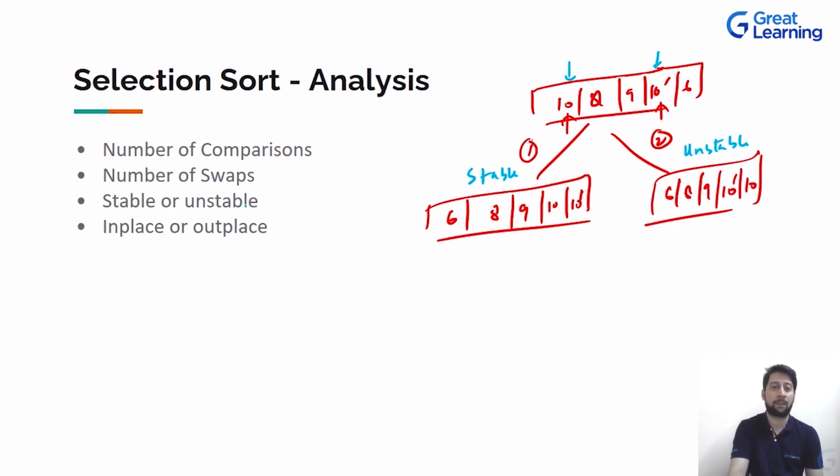But if you talk about stability, the first is a stable result because the relative position of this 10 and this 10 is intact, and the second is an unstable result. Now, when we compare or swap in selection sort, it is not guaranteed that it will be stable, and the elements can be unstable. That means the resultant array may have 10 dash first and then 10. So it is not guaranteed to always be stable, but yes, we can make it stable by modifying our selection sort. But traditional selection sort is an unstable algorithm.